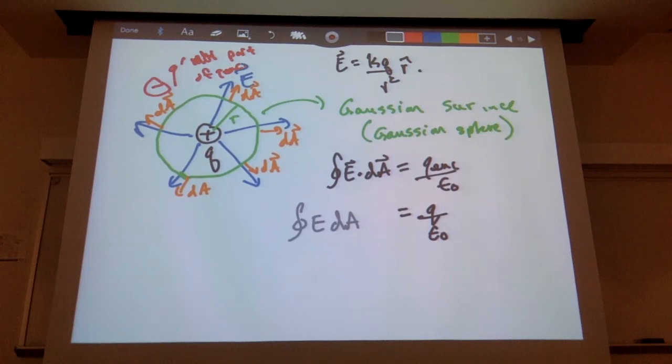Which means E doesn't depend on dA. Which means what happens to E? It comes outside of the integral. So this is now going to be E times the integral dA is then equal to Q over epsilon naught.